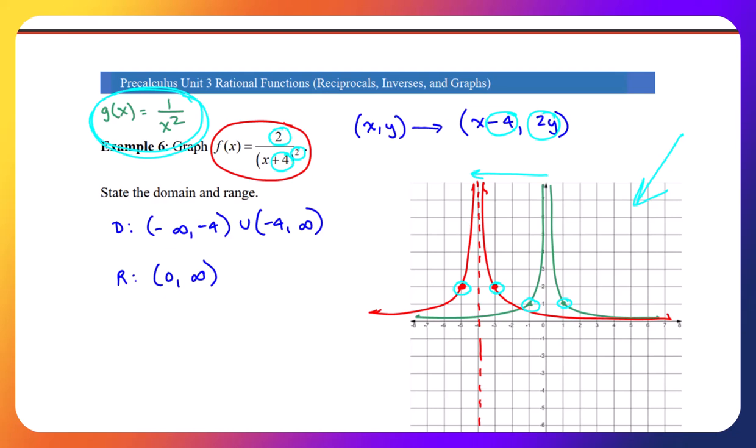Domain and range of the red graph. From left to right, it's got to jump over -4. And from bottom to top, it starts almost at 0 and goes up to infinity.